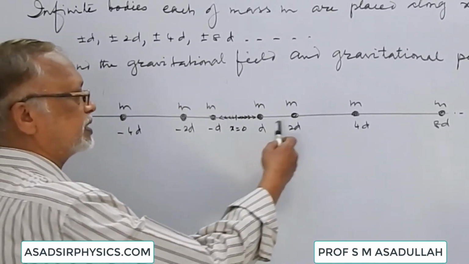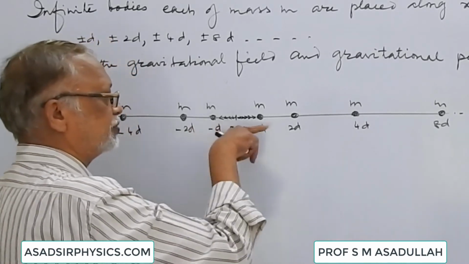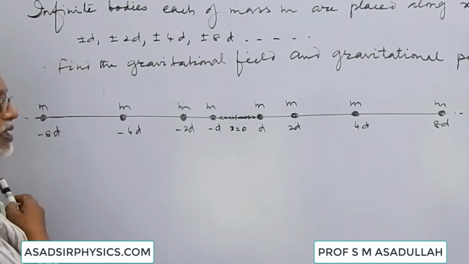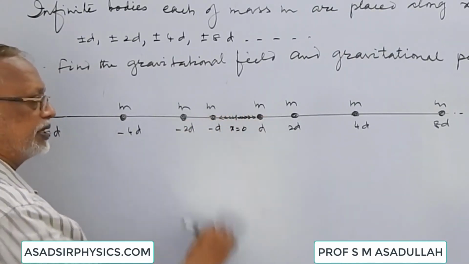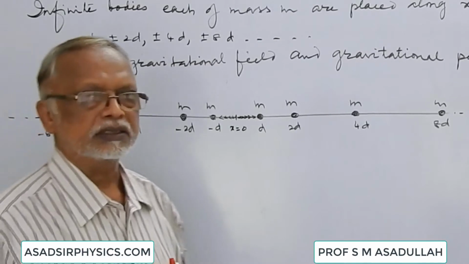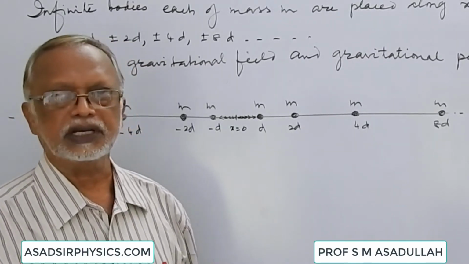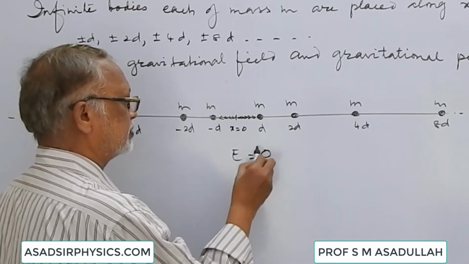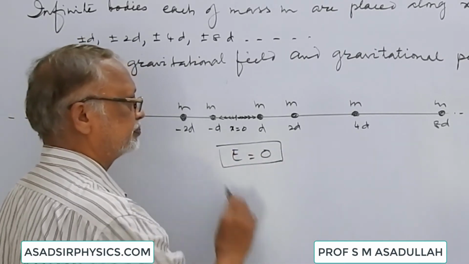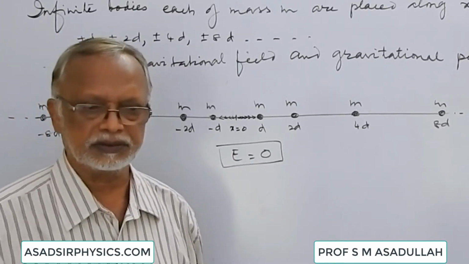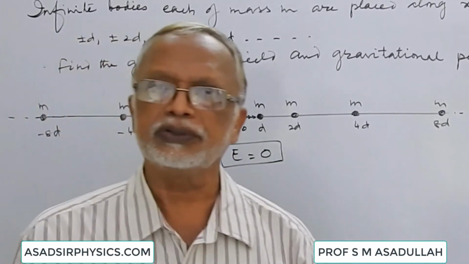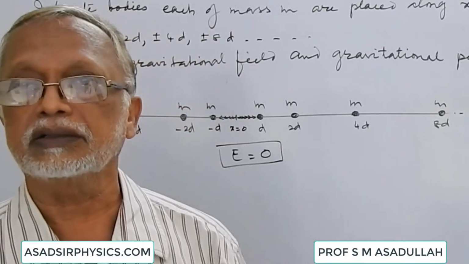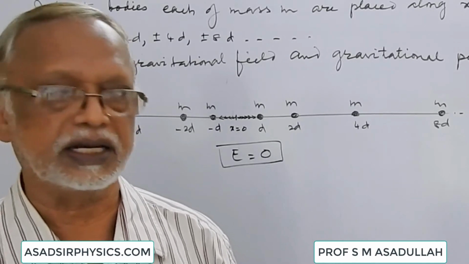All the bodies placed along positive x-axis, they will produce gravitational field along positive x-axis, and all the bodies present along negative x-axis, they will produce gravitational field along negative x-axis. These fields are equal and opposite, so they get cancelled. Hence, the resultant field at x equal to 0 is 0. But potential is not 0 because all the bodies produce negative potentials, and potential is a scalar quantity. It has got no direction, so no significance of the direction.